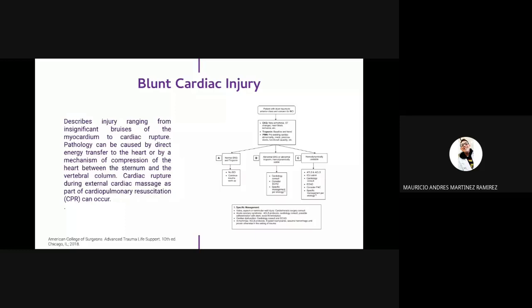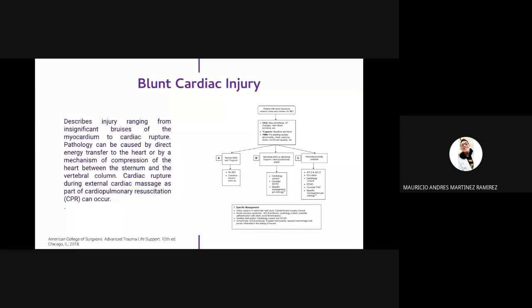If you have abnormal EKG or abnormal troponin, and the patient is hemodynamically stable, we must perform a cardiology consult. We consider an echocardiography, and we must perform anesthetic management per etiology. And if the patient is hemodynamically unstable, we must perform the ATLS and ACLS approach.